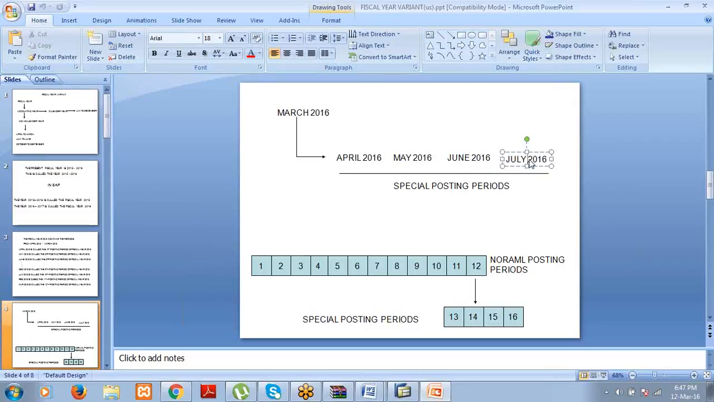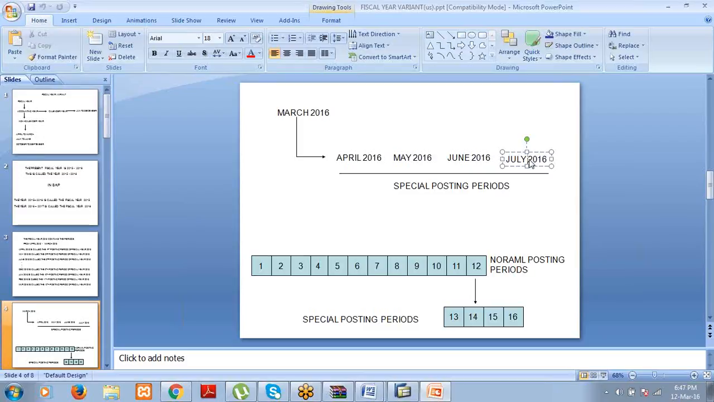See, for the purpose of general ledger accounting, right, the maximum number of normal posting periods are 12 and the maximum number of special posting periods are 4. So the total maximum number of posting periods are 16 for the purpose of general ledger accounting.